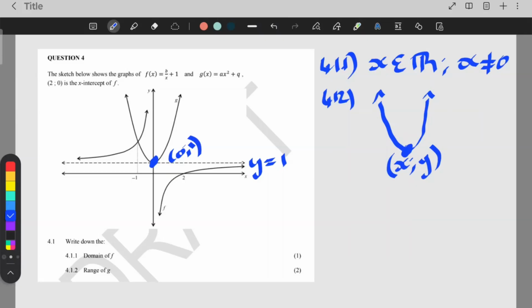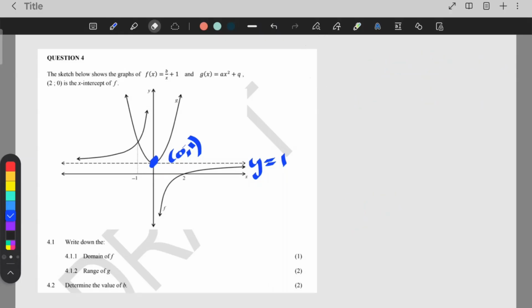So here when I write down the range now, because it's a smiley, y is greater than or equal to the y value of my turning point. So let's put in our turning point here. Our turning point is now (0, 1). So y is greater than or equal to 1. That is the range of the parabola.